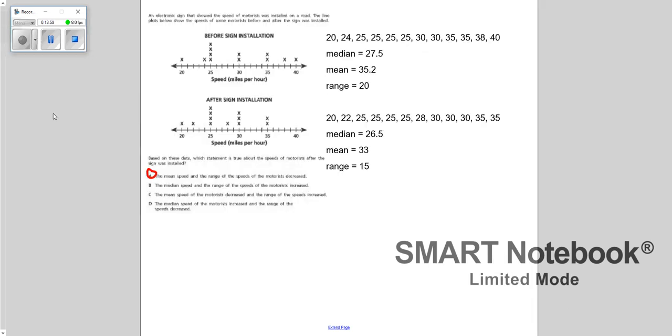Okay, here's the answer for the next one. As you see, for both of the dot plots, I had to arrange the numbers from smallest to greatest. Well, that was already smallest to greatest, I just had to write them out to make it easier. I found the median, the mean, and the range for each of them because those were the only words I saw in the choices. And I could see that the median, mean, and range before the sign was installed were all higher than after, so it decreased after. So choice A.